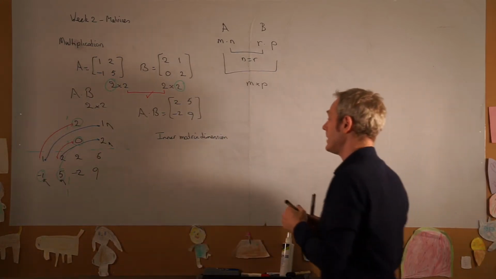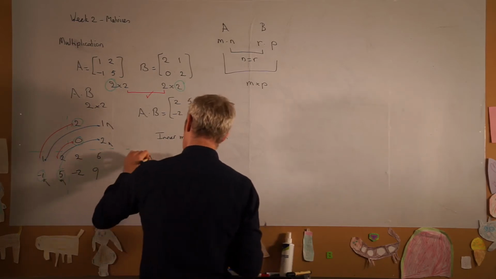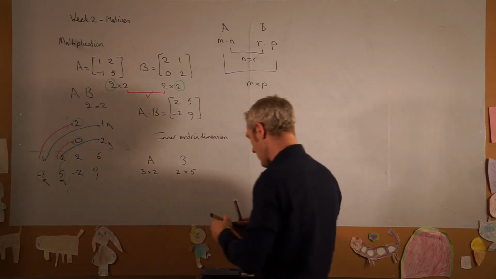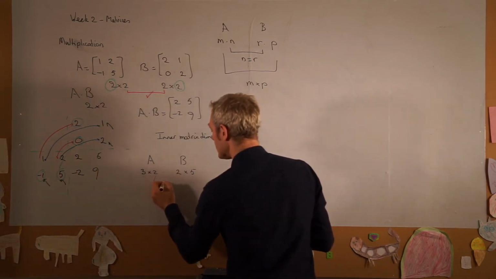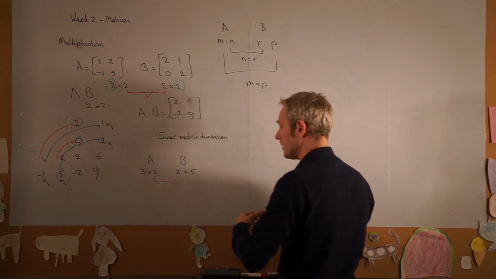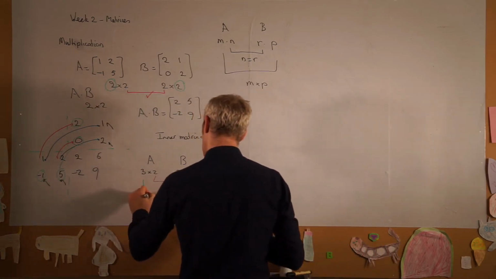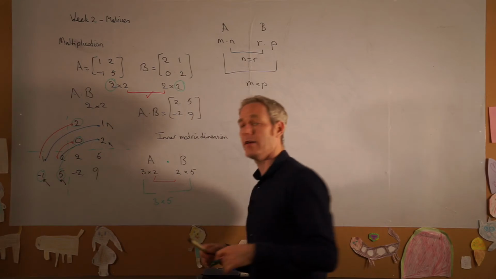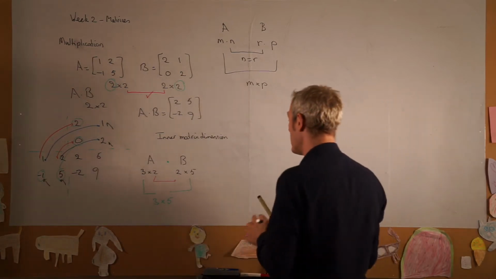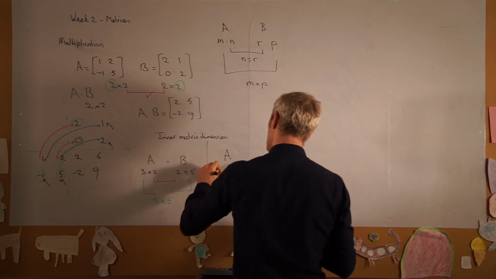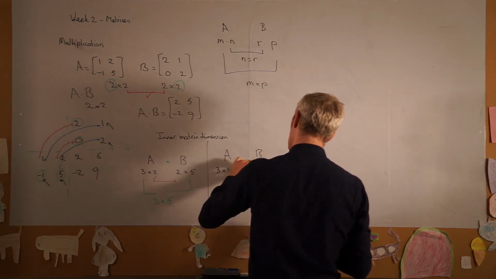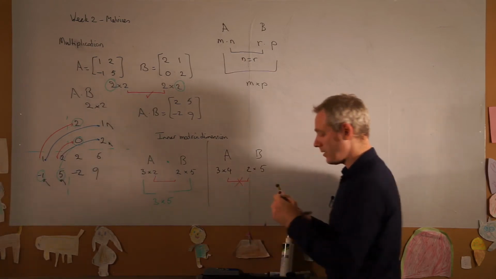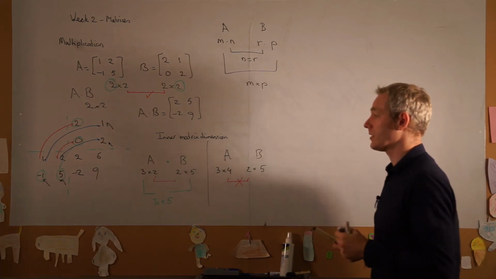So an example of these dimensions is that if we take A as a 3 by 2 matrix and B as a 2 by 5 matrix, we see that the inner dimensions are indeed the same and the outer dimensions are 2 and 5. So if we multiply this, it will be a 3 by 5 matrix. So this is all fine, but what if we take A as a 3 by 4 matrix and B as a 2 by 5 matrix? Well, you can see that the inner dimensions here are not equal, and we cannot multiply these matrices with each other.